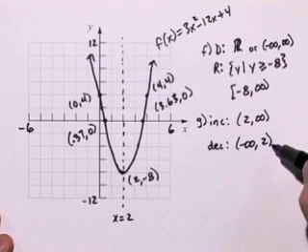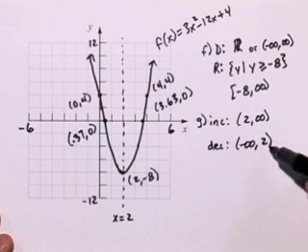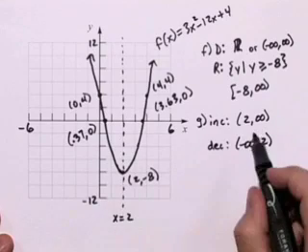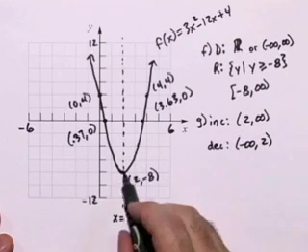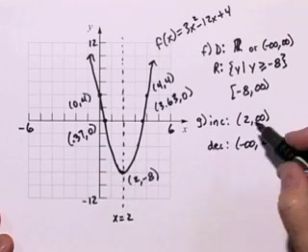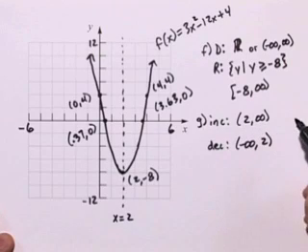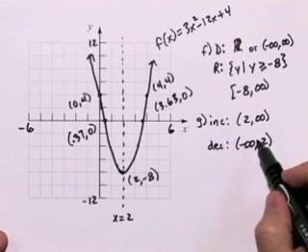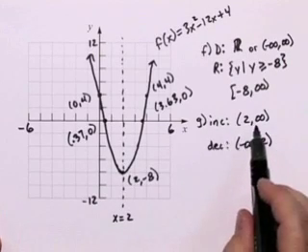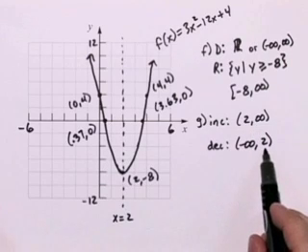And notice that we're using parentheses on 2 in both of these intervals. When we do intervals for increasing or decreasing, we do not include the point where it changes because it can't be increasing and decreasing at the same time. So we use open intervals for these. So the graph is increasing on 2 to infinity and decreasing on -∞ to 2.